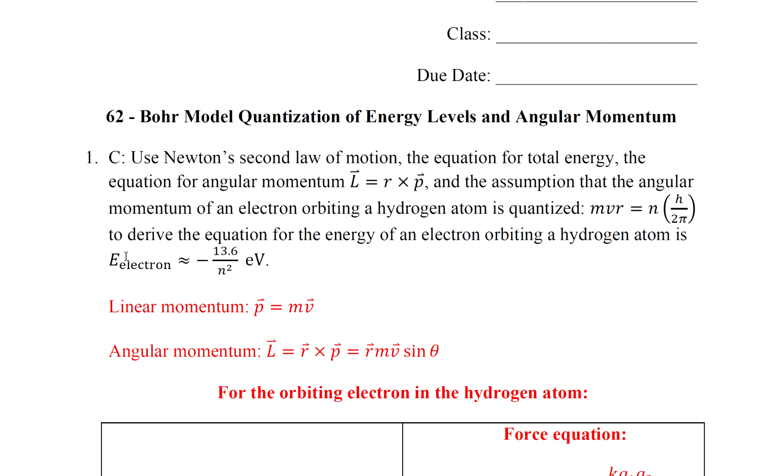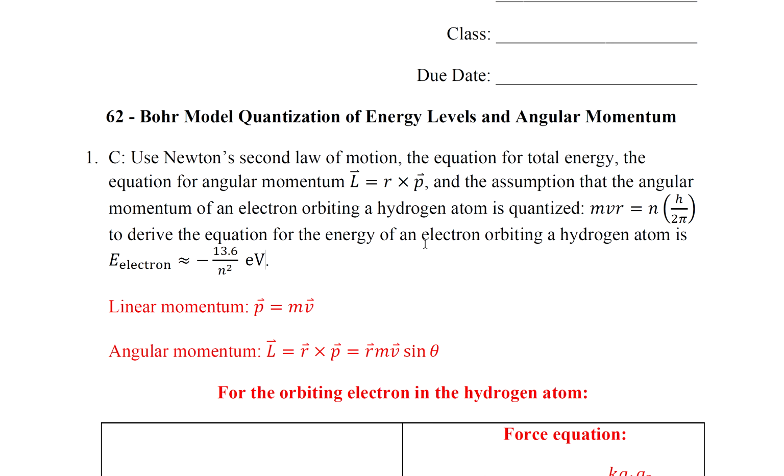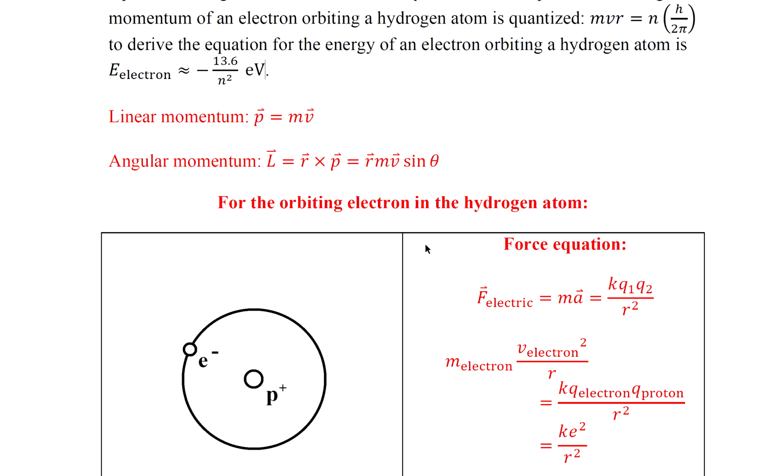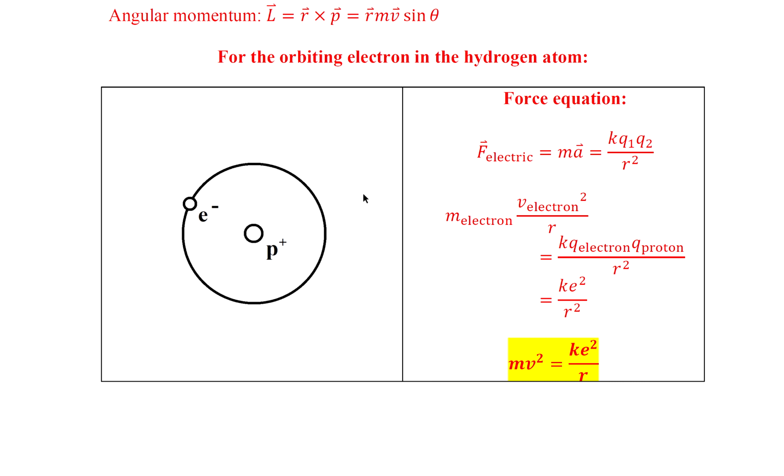So this equation is incredibly important in physics. So let's see how it was obtained. So remember, in linear momentum, p equals mv. In angular momentum, L equals r cross p, which is r m v sine theta. So for the orbiting electron in the hydrogen atom, assume we have one proton in the middle and one electron orbiting the hydrogen atom.